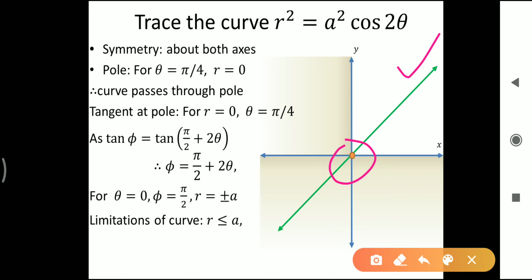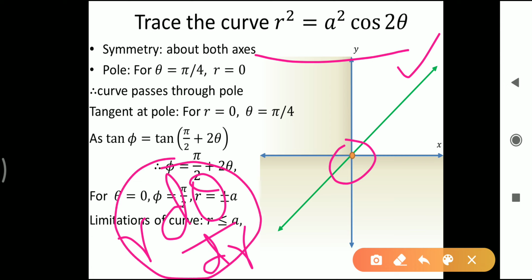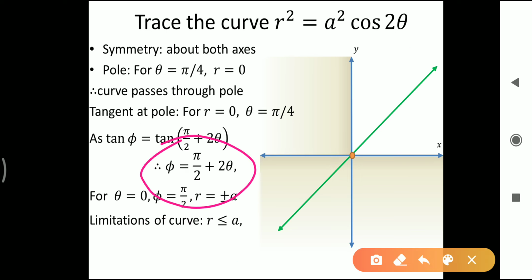Okay, so now to get this tan phi, if you remember, tan phi is nothing but r d theta by dr. So simply what you have to do is take the derivative of this and reverse it, and find out the value of r d theta by dr, and when you equate, you are going to get phi is equal to pi by 2 plus 2 theta.